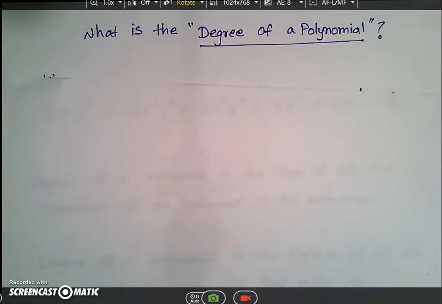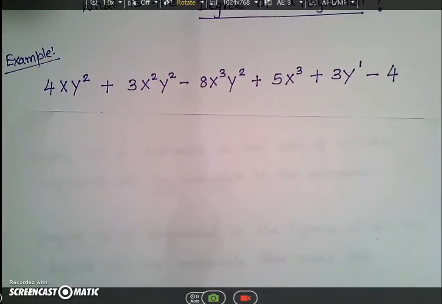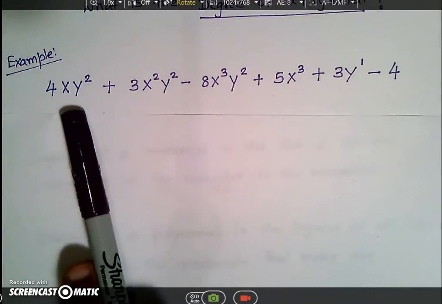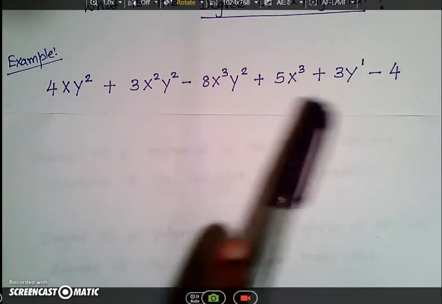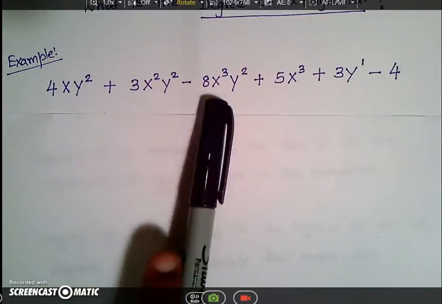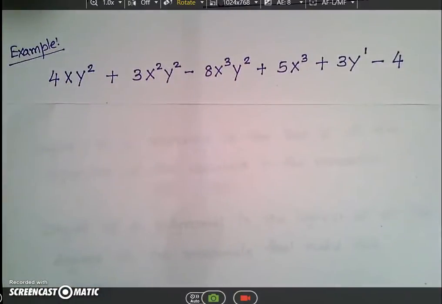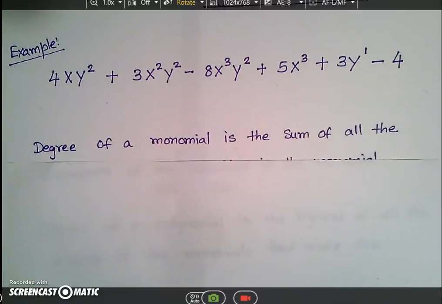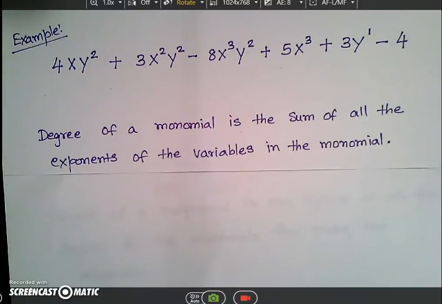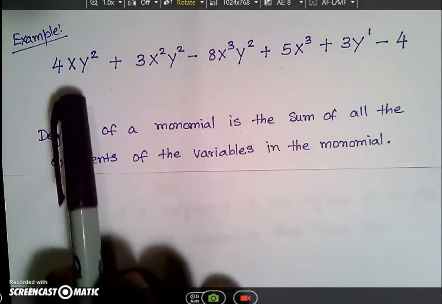To understand what a degree of a polynomial is, let's go back to the example that we wrote earlier. This is a polynomial that we wrote as an example. This polynomial is a collection of 6 different monomials. So in this polynomial, first I have to figure out the degree of each of the monomials. What is the degree of a monomial? The degree of a monomial is the sum of all the exponents of the variables in the monomial.